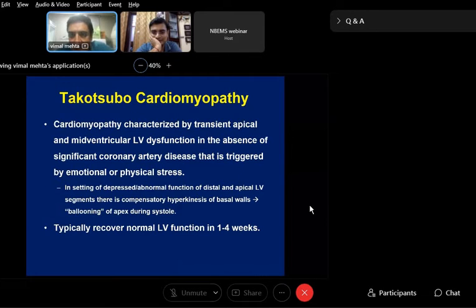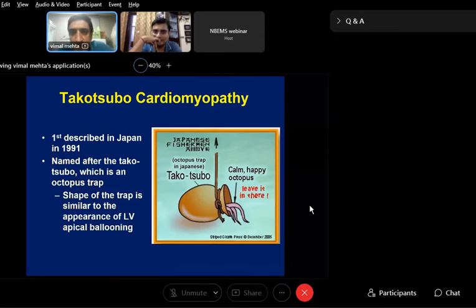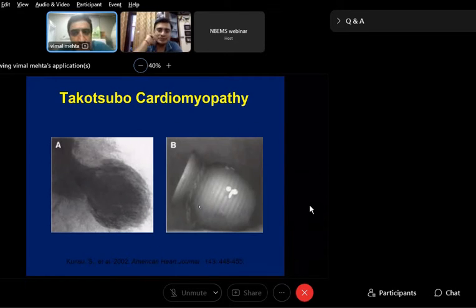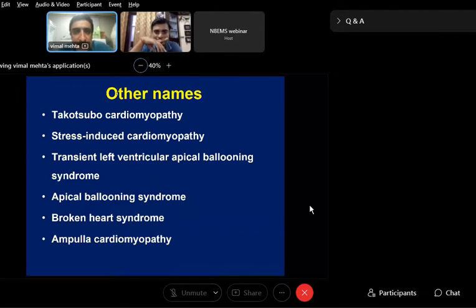So, can anyone tell what it is based on? Why is it called Takotsubo? From where has the word been taken? Okay, Japanese, from a toy, not a toy. It is basically an octopus trap, which is used to catch the octopus. It is like this, and here it is like this. There are various names, which are basically descriptive: apical ballooning syndrome, broken heart syndrome, and stress-induced cardiomyopathy.